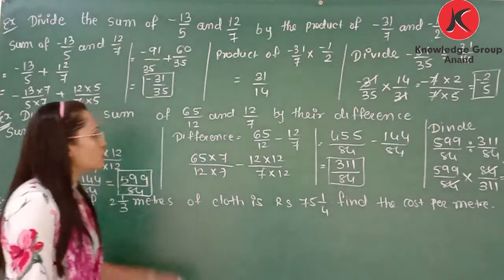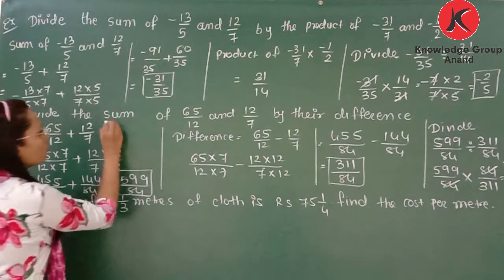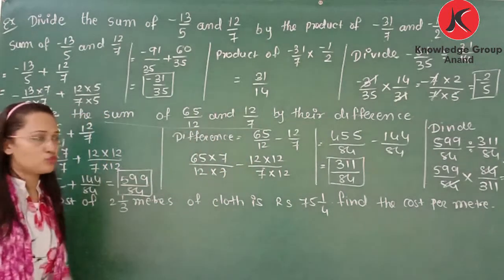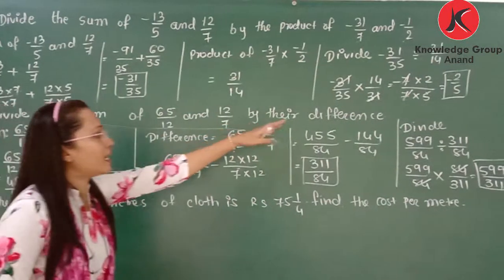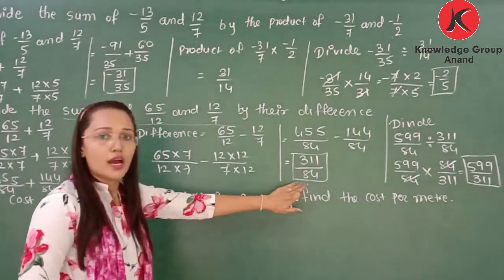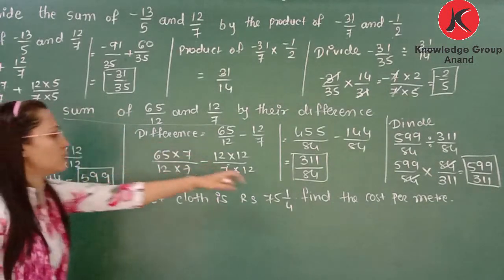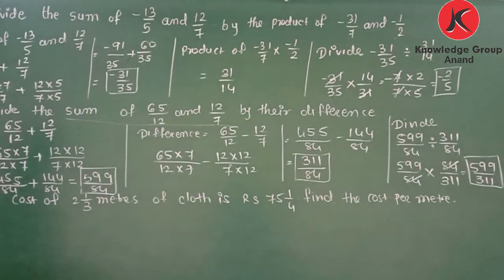Clear? What is the question? Divide the sum of 65 by 12 and 12 by 7 by their difference. So this is the sum, and we need to find the difference of this. This is the difference. And divide the sum by the difference. So that is 599 by 311.